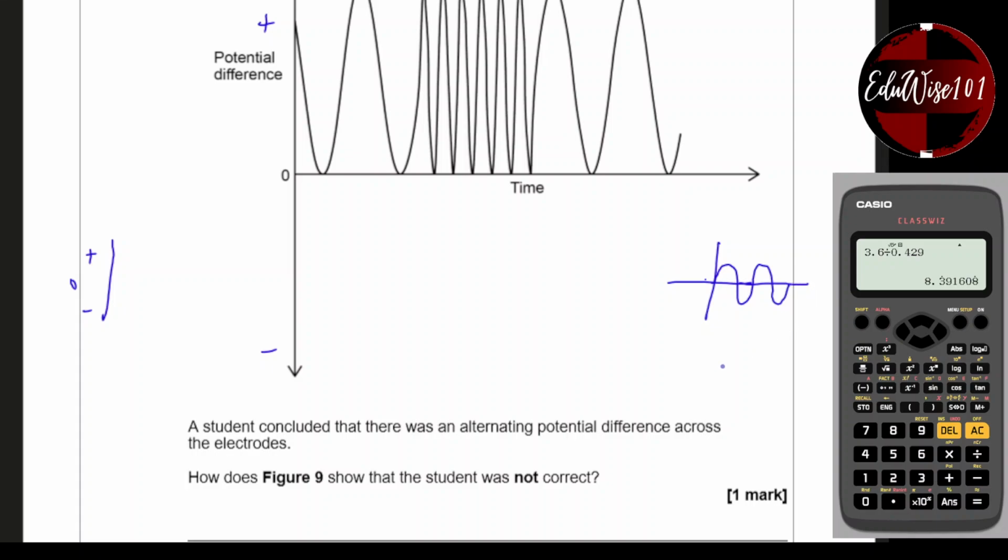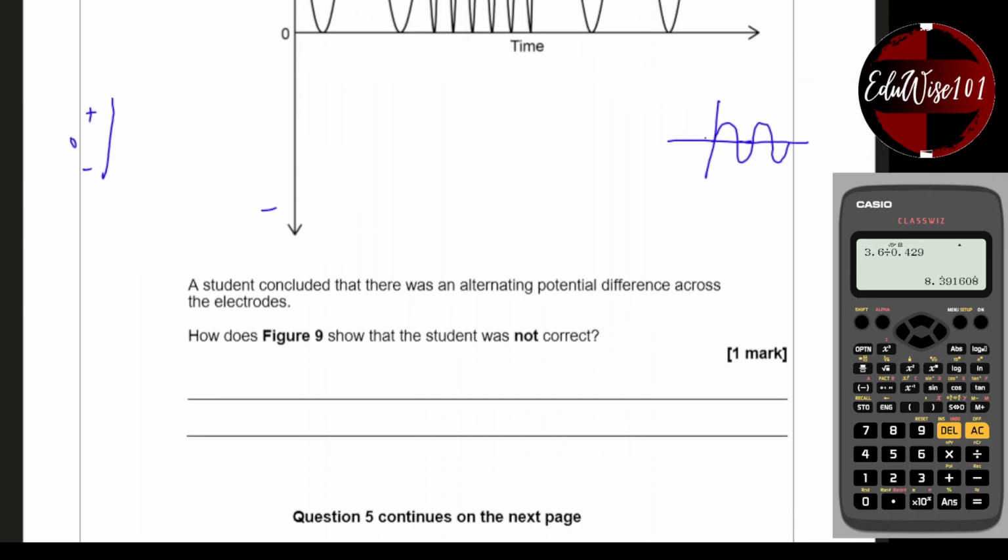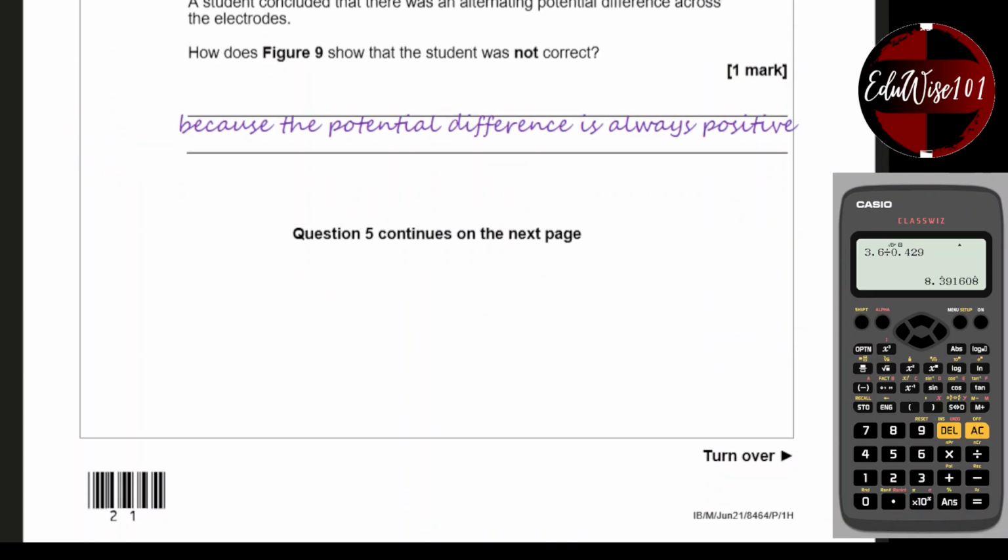Oh, there you go. Right, so the graph should actually go in that way, because the lines are always going in the positive side. It's not an alternating current, but a direct current. So how does figure 9 show that the student was not correct? Because the potential difference is always positive, or stays always positive.